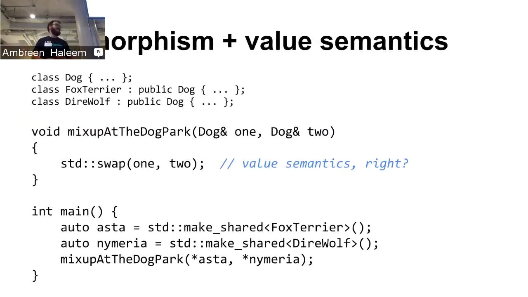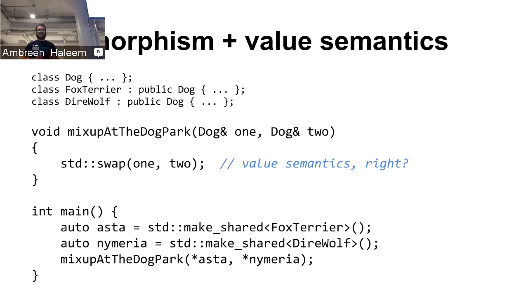Here's an example of what happens when you mix the two. So here I have a class, dog. Base class. I have two derived classes. I have fox terrier and I have direwolf. I create a fox terrier and a direwolf. I send them to the dog park. Now, as far as the dog park is concerned, these are both just dogs, right? I have a reference to dog 1, reference to dog 2. They're both dogs. I should be able to do whatever I want with them, right? I should be able to move assign one to the other or swap them or copy construct one of them and it should all work.